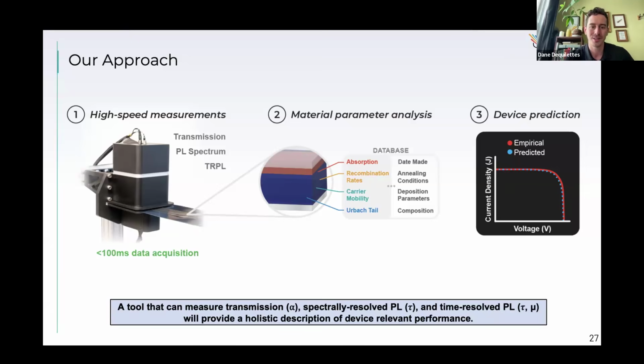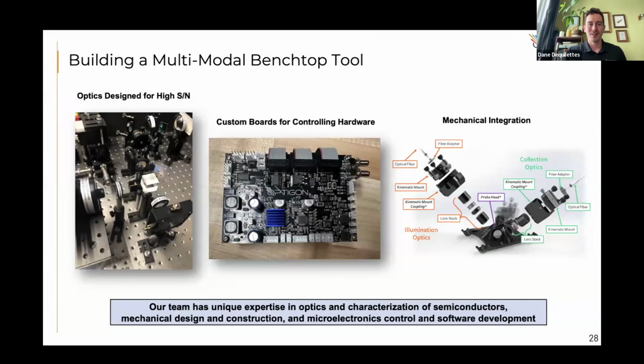So device predictions. Right now we're focusing on transmission, that's your alpha metric; spectral resolved PL, which is related to your tau; and time resolved PL, which is related to tau and mobility as well, if you're interfacing it with transport layers. So we've actually gone ahead and made a product focused on these measurements in particular.